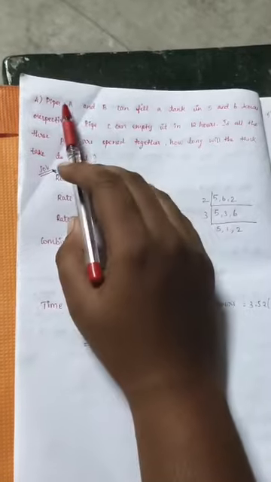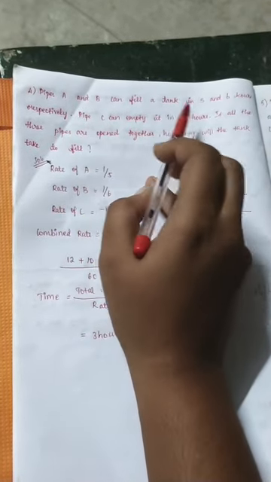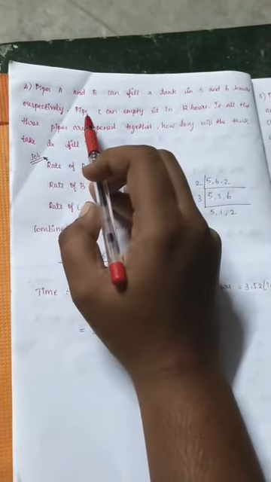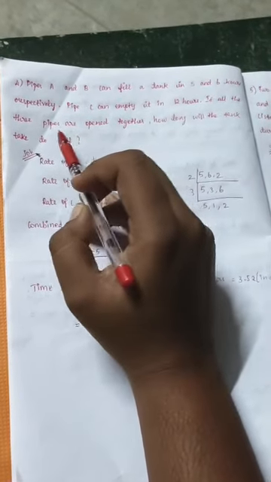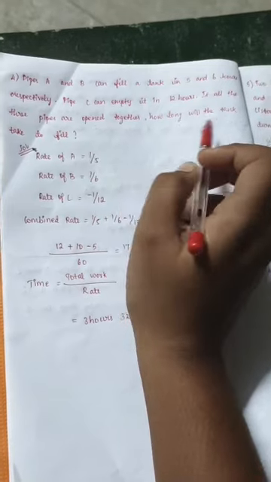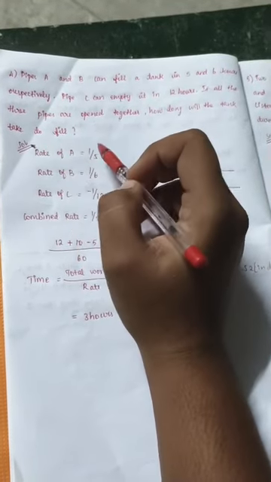So the fourth question is: pipes A and B can fill a tank in 5 and 6 hours respectively. Pipe C can empty it in 12 hours. If all the three pipes are open together, how long will the tank take to fill?